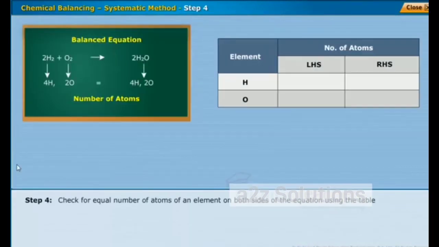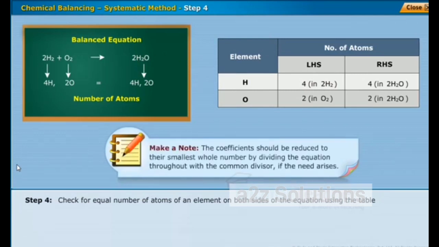Step 4. Check for equal number of atoms of an element on both sides of the equation using the table. Make a note. The coefficients should be reduced to their smallest whole number by dividing the equation throughout with the common divisor, if the need arises. Now let us apply these steps to balance an unbalanced chemical equation.